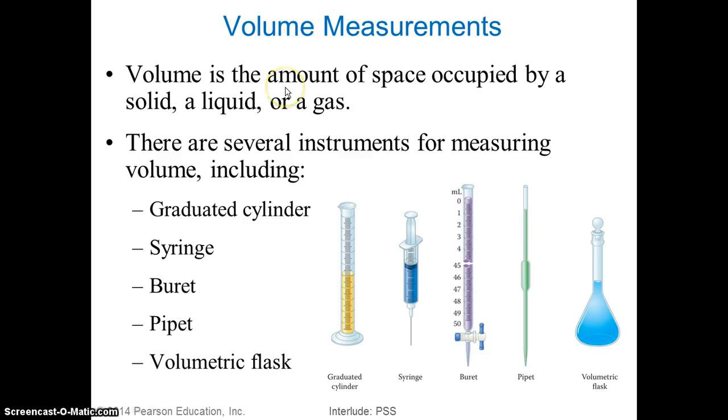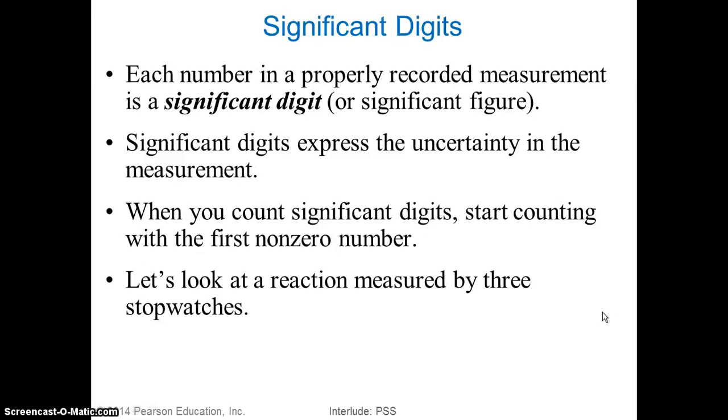Now let's talk about volume. Volume is the amount of space occupied by a solid, a liquid, or a gas. There are several instruments for measuring the volume of a liquid: graduated cylinder, syringe, burette, pipette, and volumetric flask. We'll talk about significant digits in our next lecture.